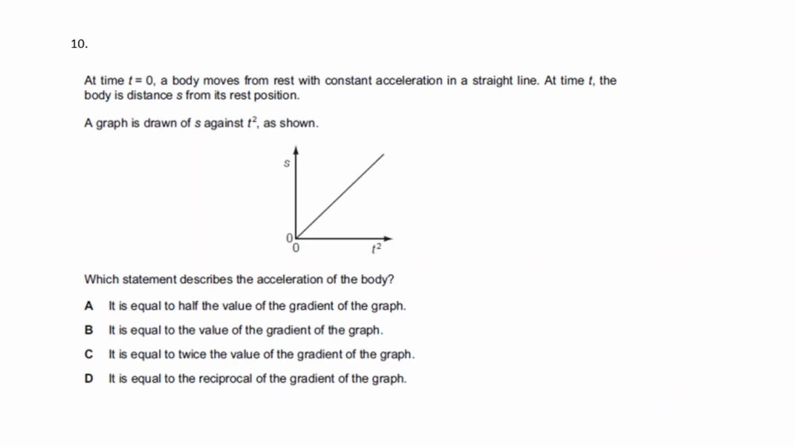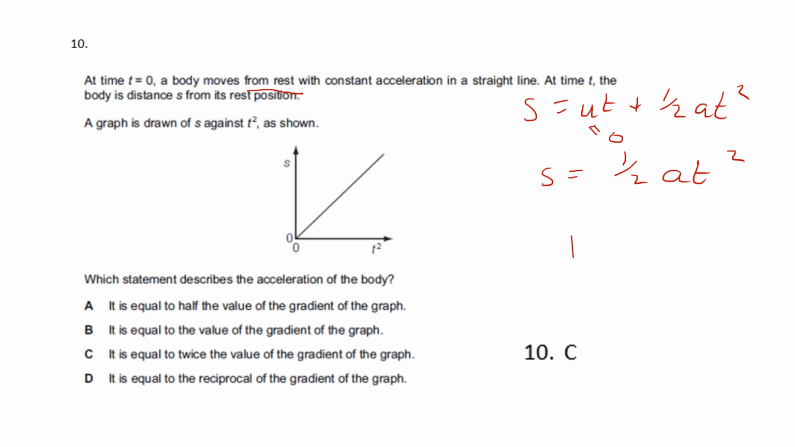And question 10. At time t equals 0, a body moves from rest with a constant acceleration in a straight line. At time t, the body is distance s from its rest position. A graph is drawn of s against t squared as shown. Which statement describes the acceleration of the body? So the equation to use here is s equals ut plus a half at squared. It has s, t and a in it. The object is dropped from rest, so that means that u is 0. So the equation simplifies to s equals a half at squared.